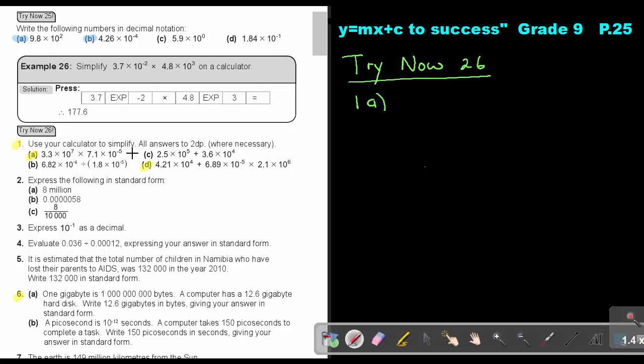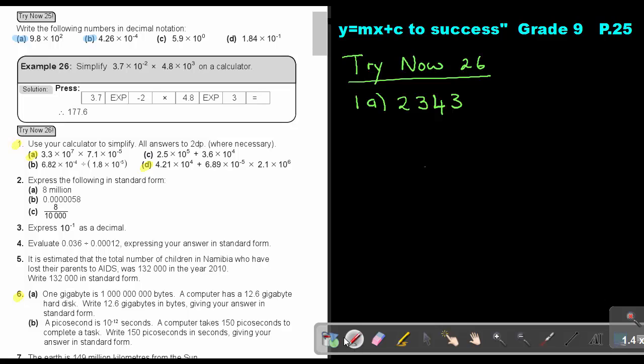I'm just going to read how you're going to press it on the calculator. If you see something like this, press 3.3. Then press EXP, then press 7. Then press multiply, then 7.1, then again EXP, and press -5, and then press equal. What are you getting? I'm getting on my calculator 2343. See if you come to that answer.